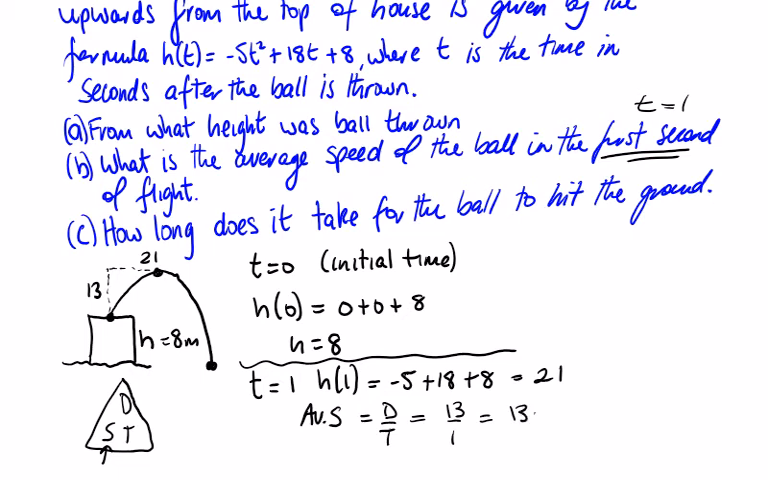Which is 13. You can write it as ms to the minus 1, sorry, ms to the minus 2, or ms squared. So the 2 will come up and be a minus. So 13 meters per second is the average speed.